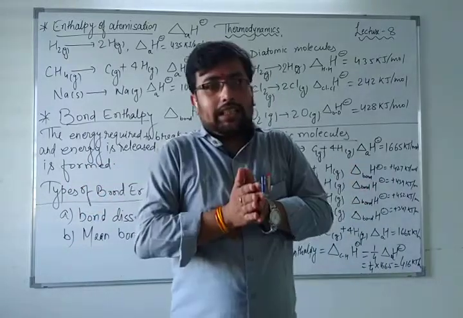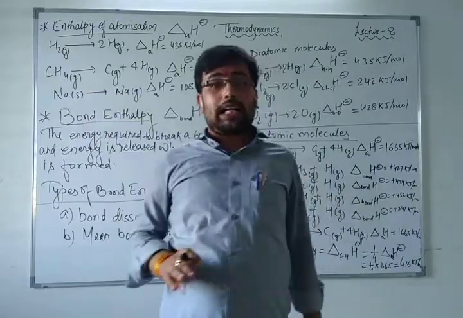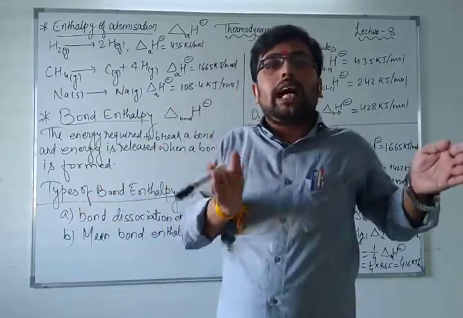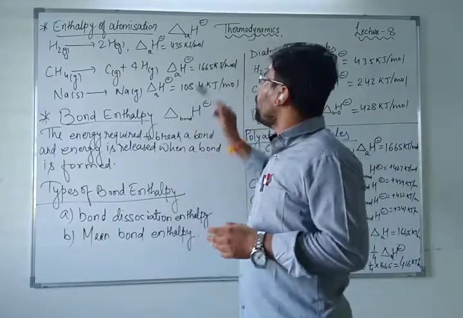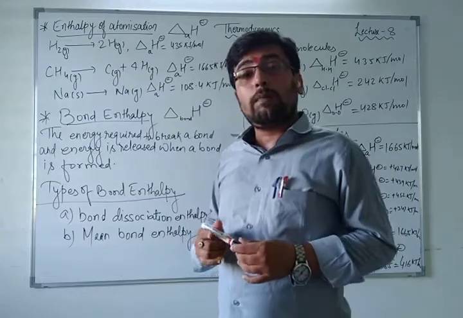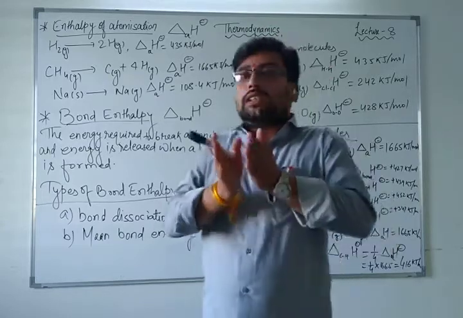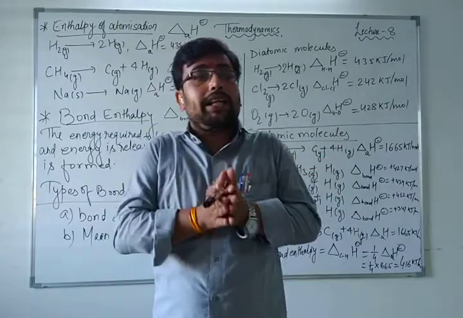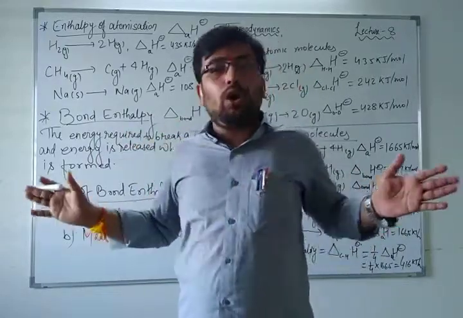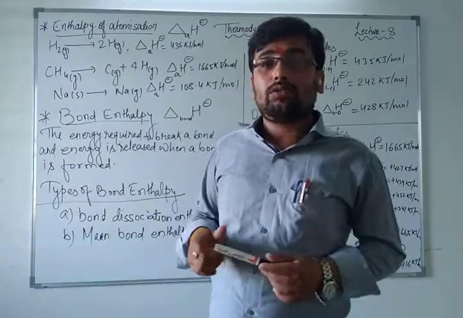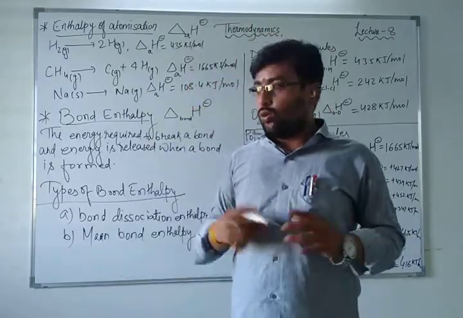For example, if I talk about methane, in methane there are a total of 4 hydrogen and 1 carbon. If I separate this, then it will be 1 carbon and 4 hydrogen atoms. To separate this 1 carbon and 4 hydrogen atoms, I require, sorry, 1665 kilojoule per mole. Means to separate one methane molecule, all the 4 hydrogen atoms and the 1 carbon atom, I require 1665 kilojoule.